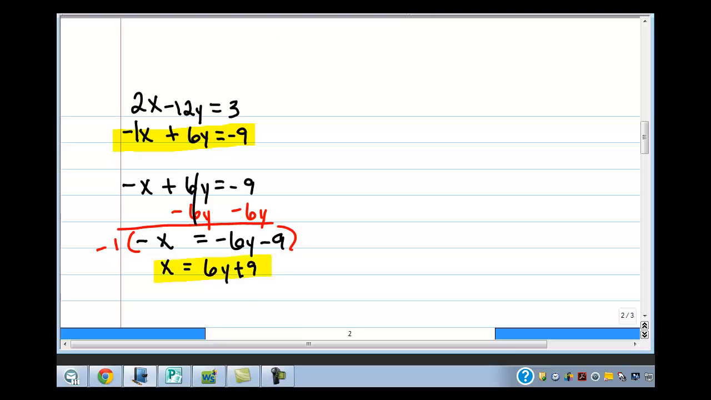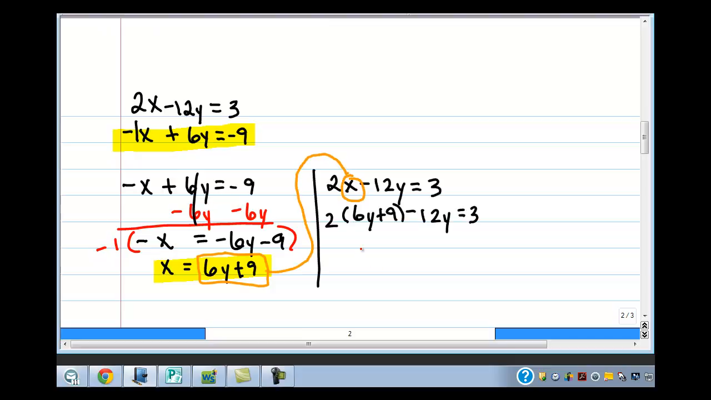So here's the answer from the first step. And we take that answer and we plug it into the other equation that we didn't use. So we're going to plug it in for x and then solve for y. Combining like terms, we notice that the 12y's will cancel, and that leaves 18 is equal to 3. But this is not a true statement. This is a false statement. Therefore, there's no solution.